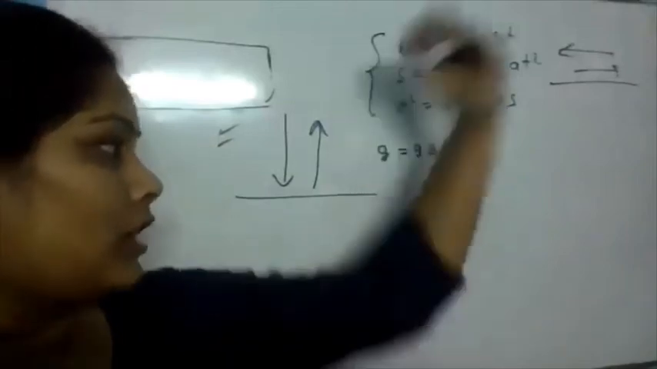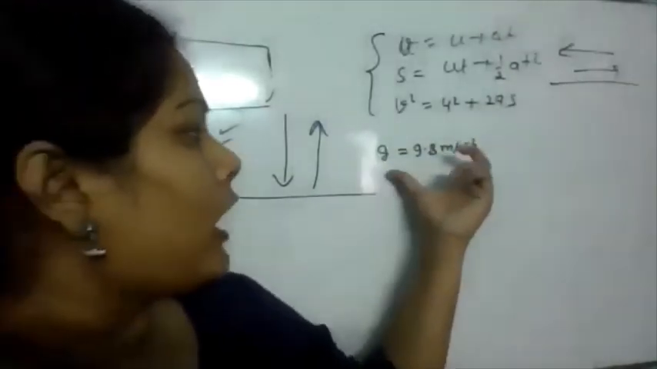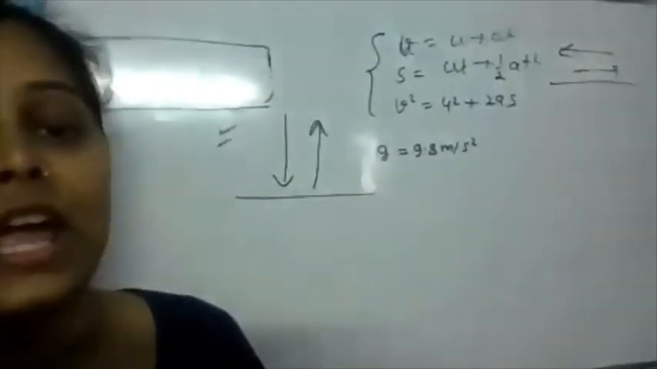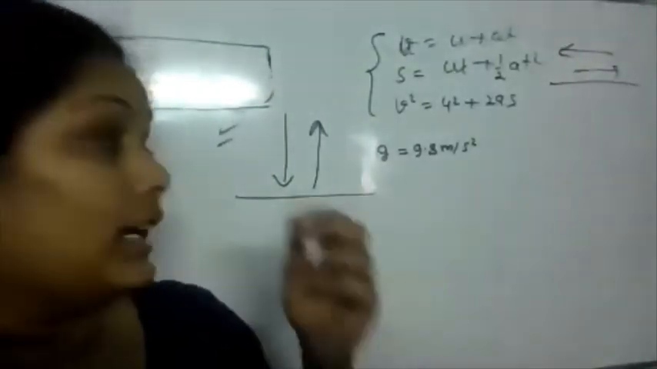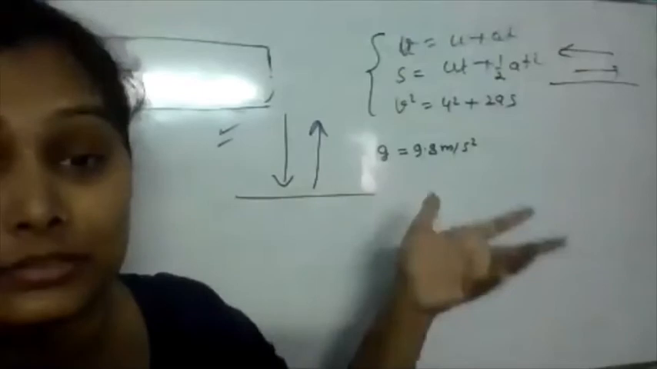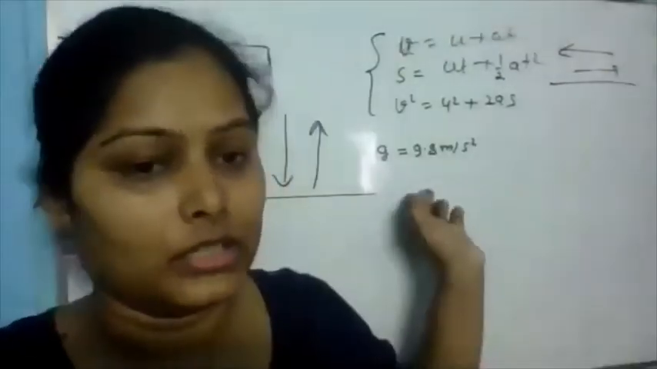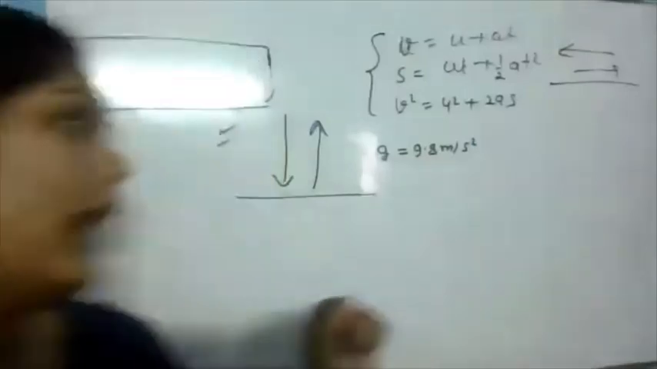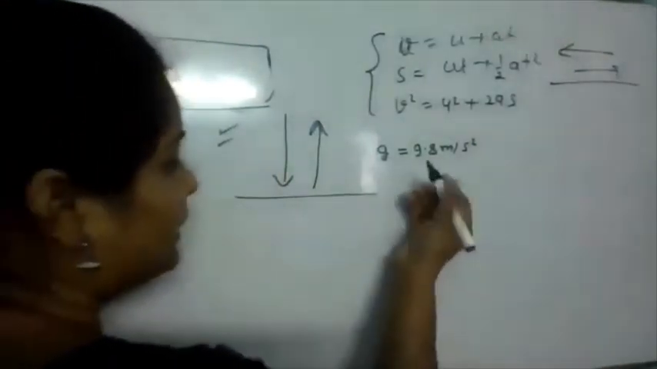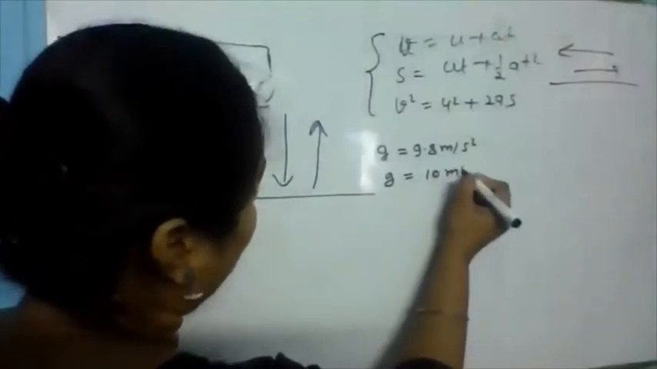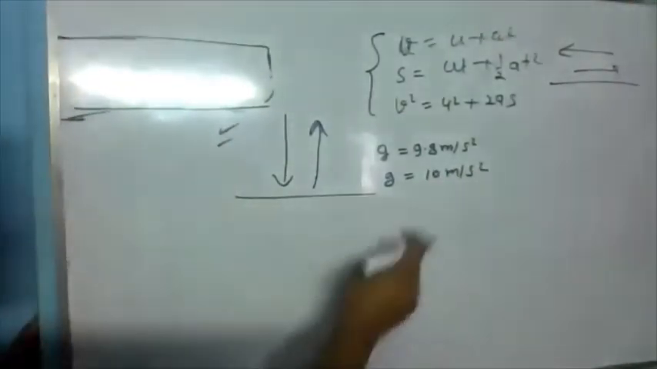It depends upon many factors. For Earth, the average value is 9.8 meter per second square, and for any other planet, the acceleration due to gravity can change. So we are talking about Earth here, so we will take this value, and sometimes for simplification in numericals, we can also take g equals 10 meter per second square if this is given in the question.